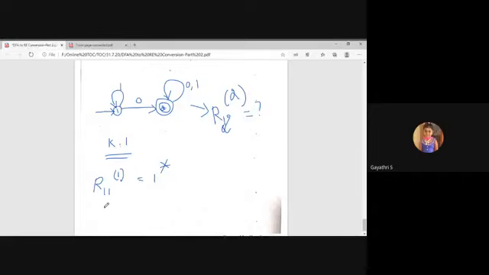So next, R1 2 of 1. The same formula you have to apply. Here i equal to 1, j equal to 2, k equal to 1. R1 2 of 1.